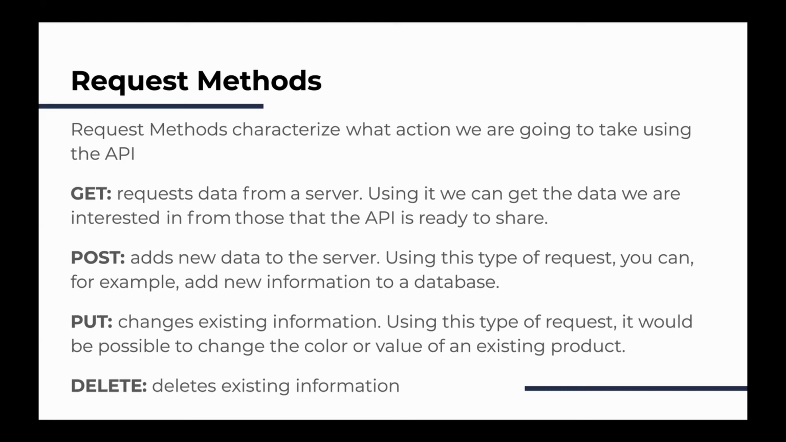A POST method allows you to add new data to a server. And using this request, you can add new information to the server's database or something. A PUT method changes the existing information stored in the server. And usually with this type of request, it's possible to change a value of an existing item listing in a server. And a DELETE method basically just deletes information from the server.